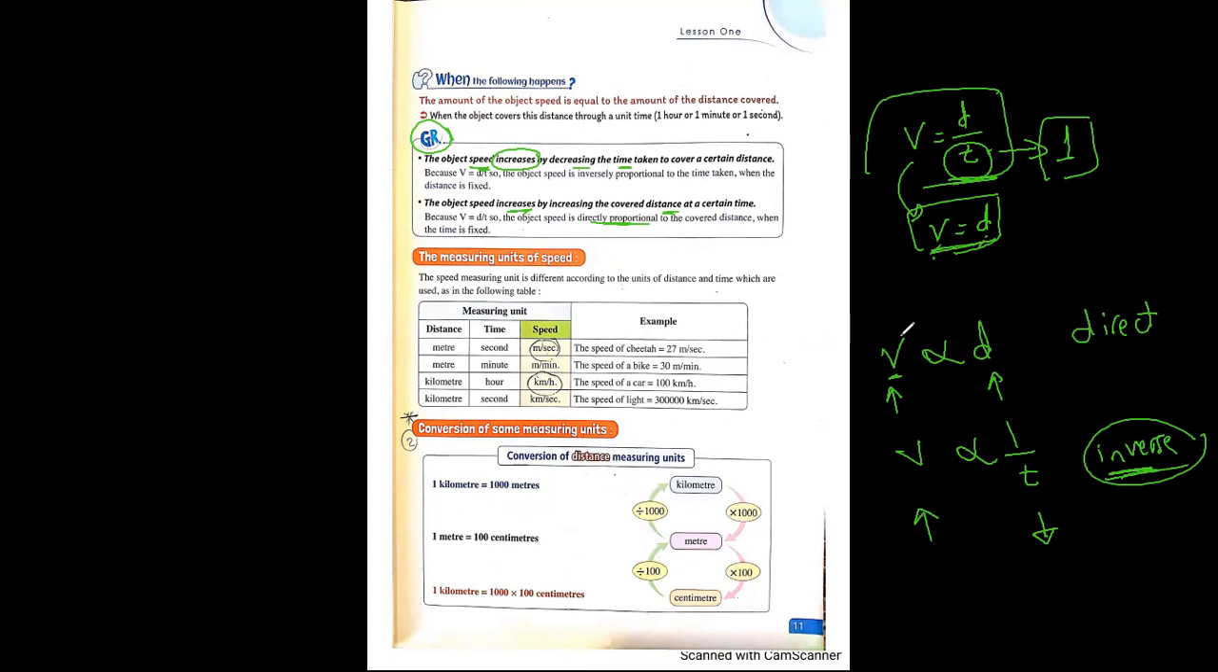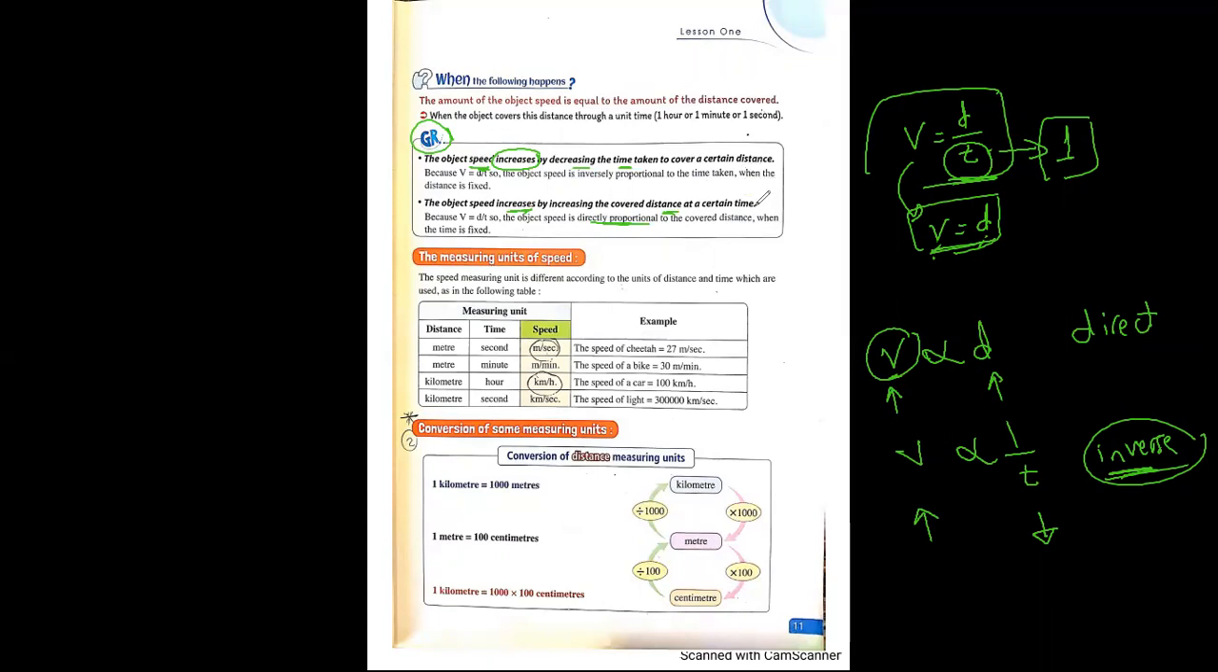The object speed increase when... because V equals D divided by T, so the object speed is inversely proportional to the time taken when the distance is fixed. Okay, thank you.